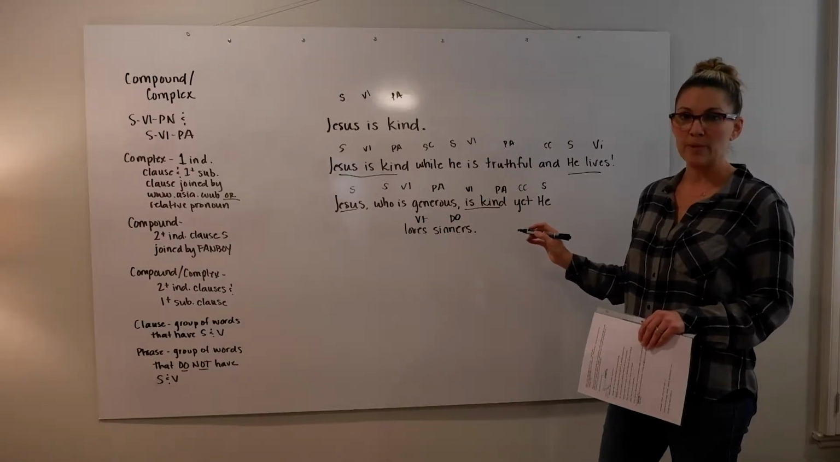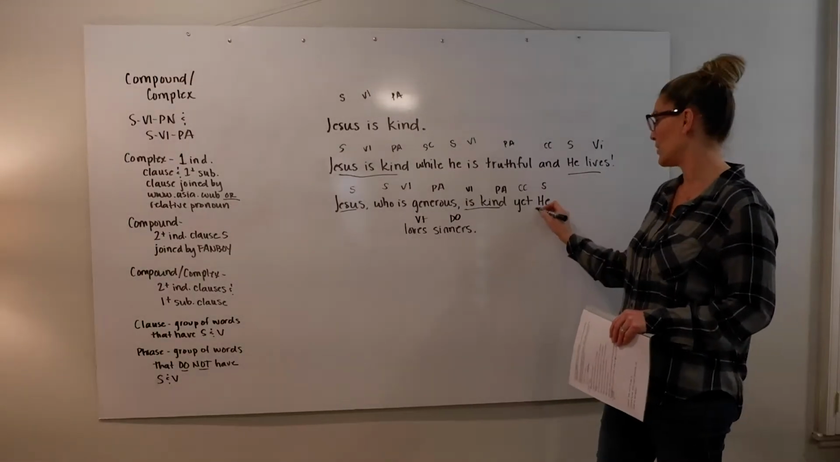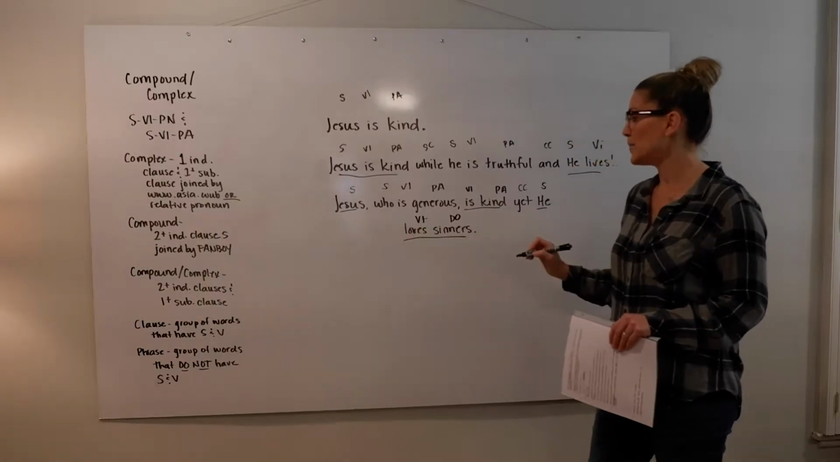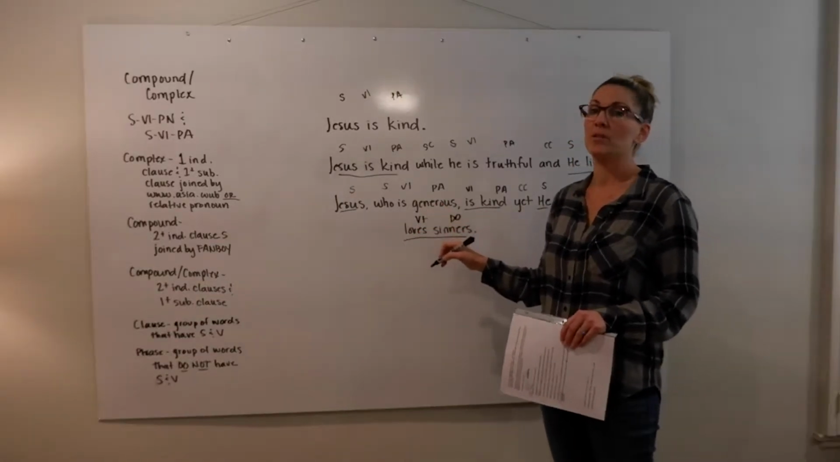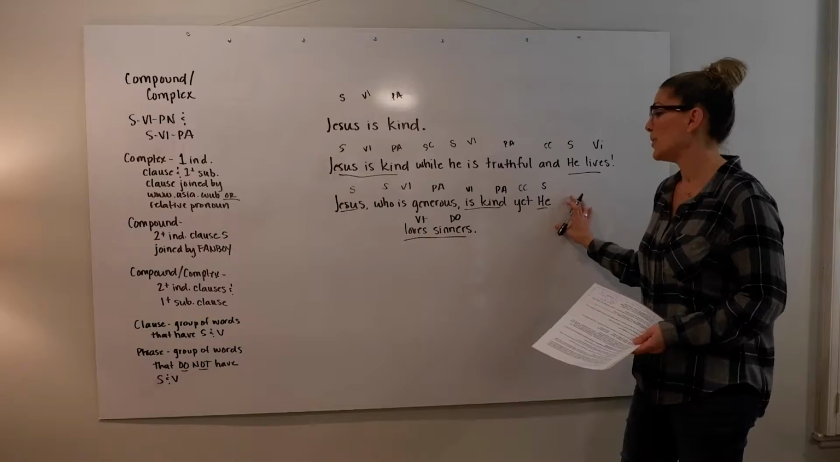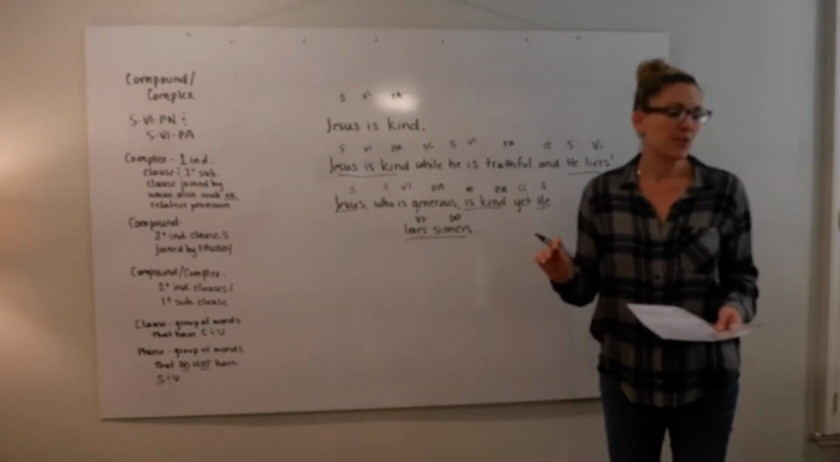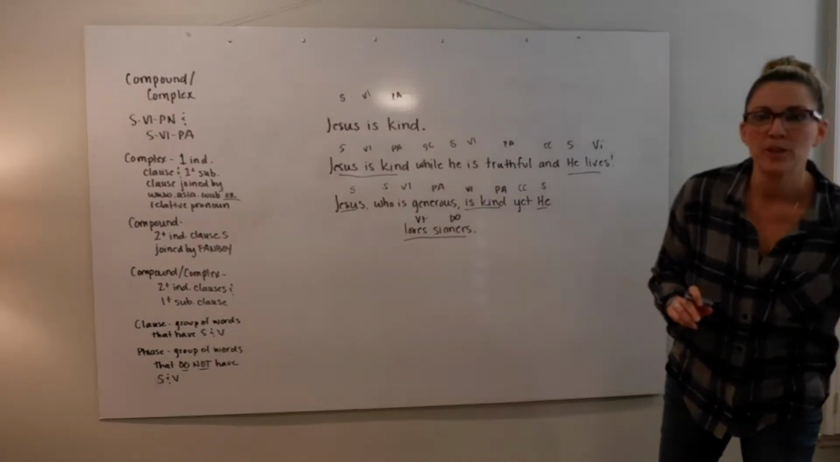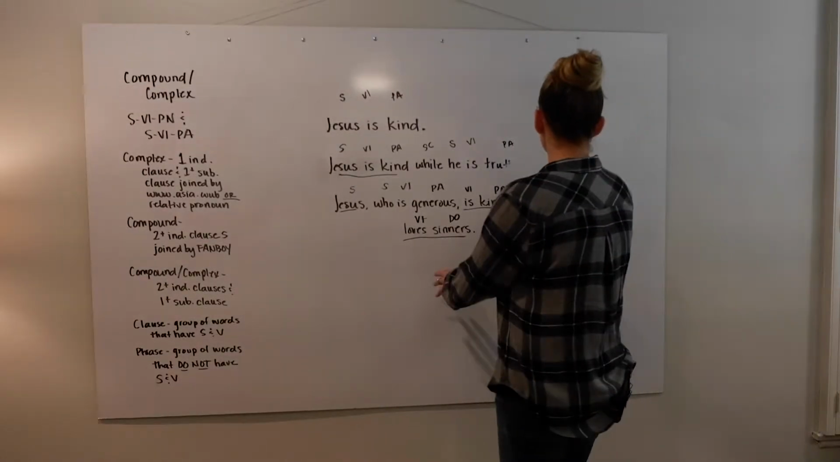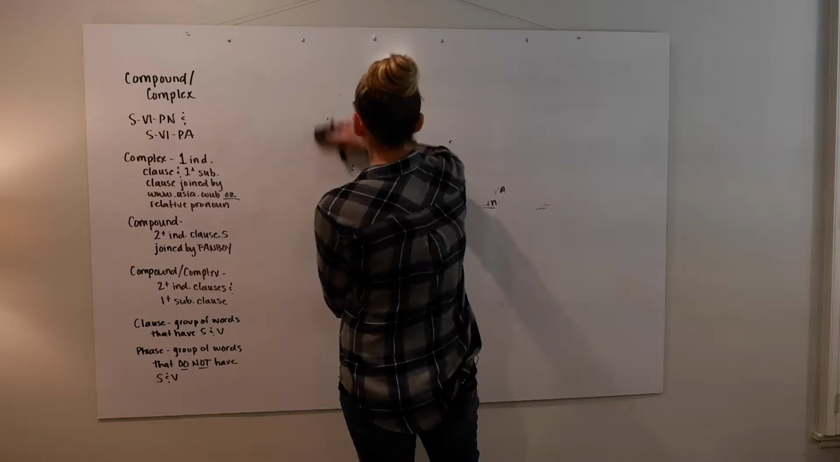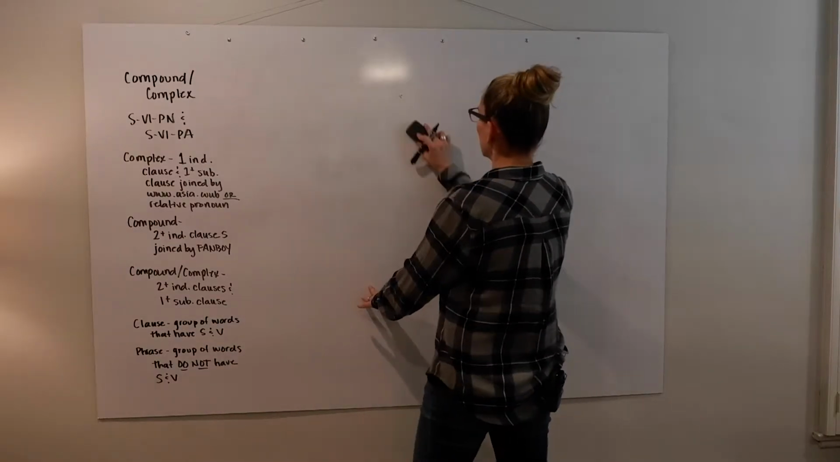He loves sinners. Can that be a sentence all by itself? It certainly can. So we have two independent clauses. We already decided that who is generous is a subordinate clause. So again, we have the compound-complex structure here. Okay, so if you have any questions about that, just make a note of it. I'll be available to take questions in a little while, depending on when you're watching this.